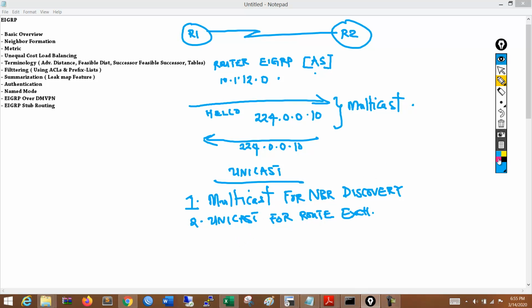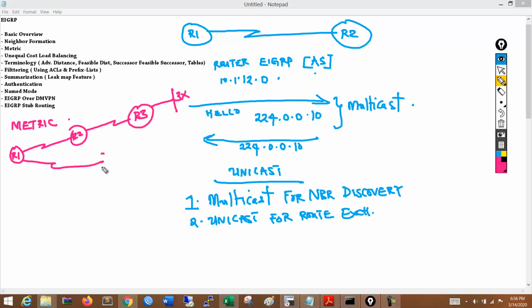Okay, pick another pen here. Metric. Metric is what a routing protocol will use to decide which path is the best path. So for instance, let's say we had R1 here connected to R2, connected to R3, and R3 has a network here, 3x, let me make it as 3x, and R1 is also connected to a router R4 that is connected to R3.